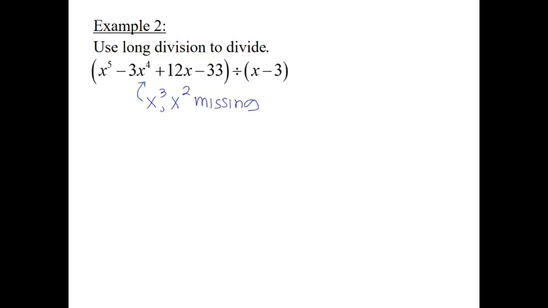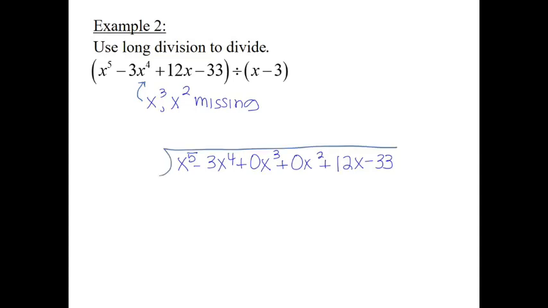Now let's use this one. We notice that the x cubed, x squared are missing in this one. Okay? So we're going to write them in there, but we're going to put a 0 in front of them because 0 times anything is 0. So we write in the missing terms. Always be sure you go in order. In this case, you start with exponent 5, then 4, then 3, then 2, then 1, then your constant.